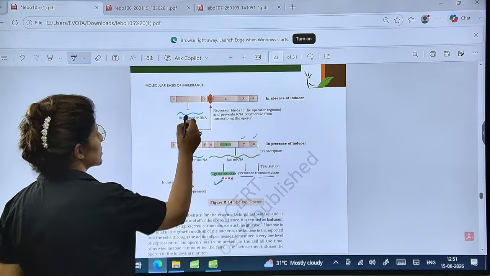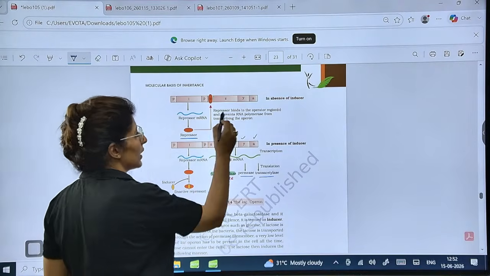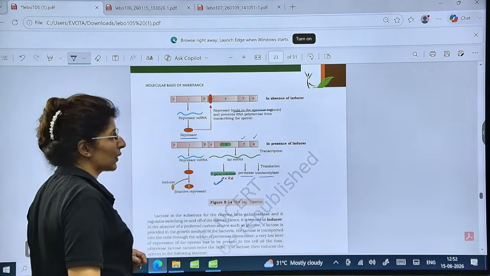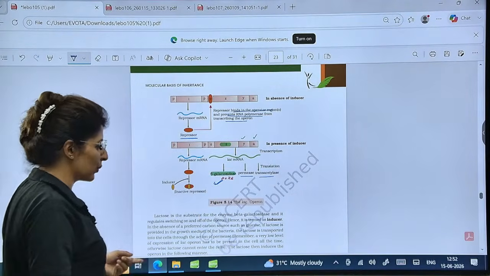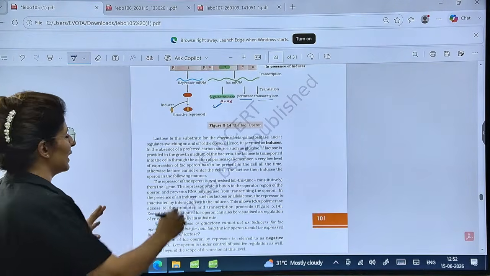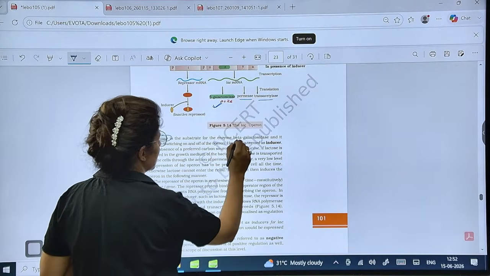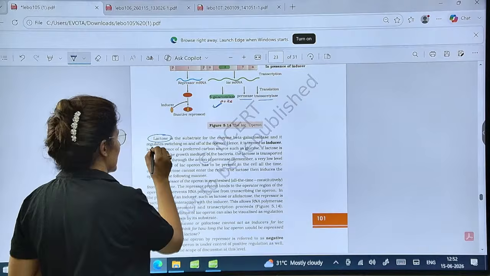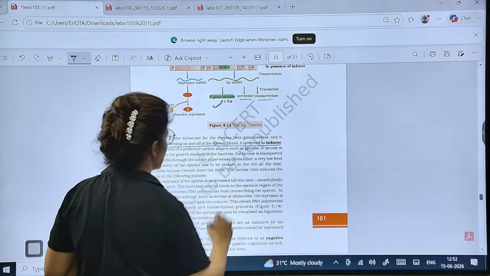Regulator gene codes for repressor protein, and this is an inhibiting protein. Where does it bind? It binds to the operator and prevents the RNA polymerase from transcribing the operon. Are we clear? Now see, lactose is a substrate for the enzyme beta galactosidase, and it regulates the switching on and off of the operon, hence it is an inducer.